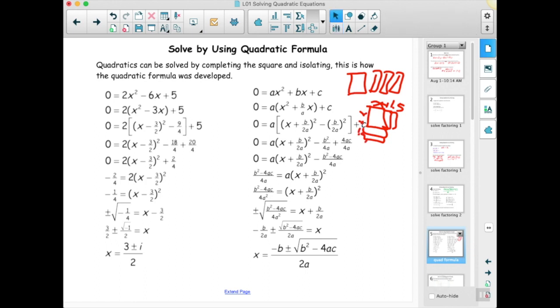So that's why we're splitting that in half, because we're trying to construct a square. So half of 3 is 1.5. So now x minus 3/2 all squared. Now where is this coming from? It comes from this corner here.